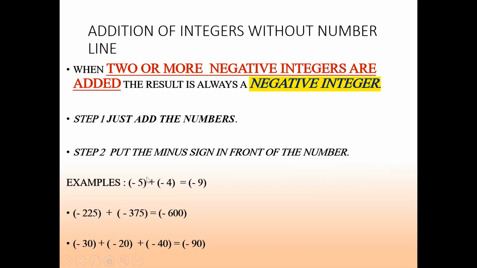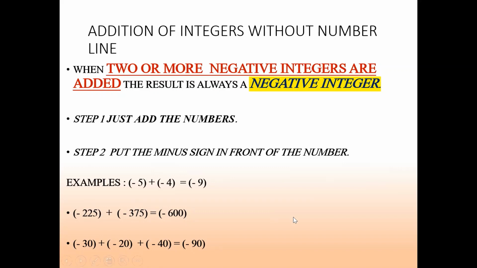So the rule says just add them. When you add them, you get 600. But do not write 600 directly because this is a loss. So a loss of 225 and a loss of 375: the result will always be a loss of 600. You cannot write 600 directly without writing the symbol of loss.